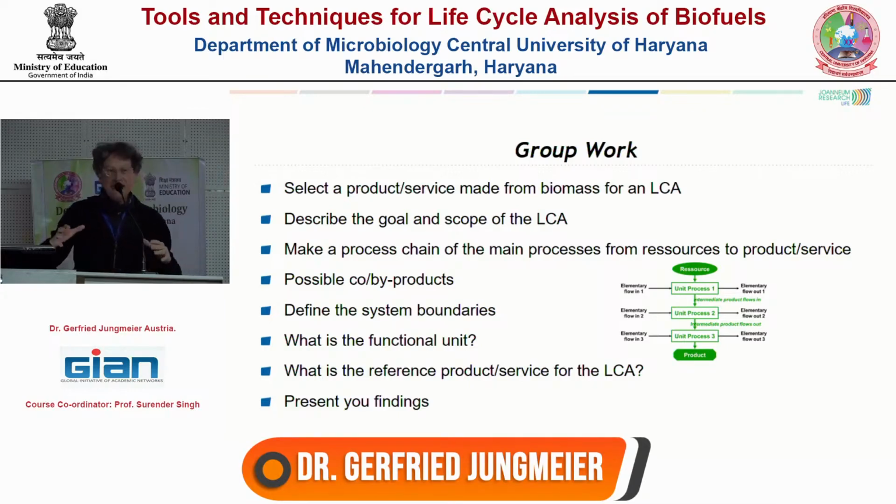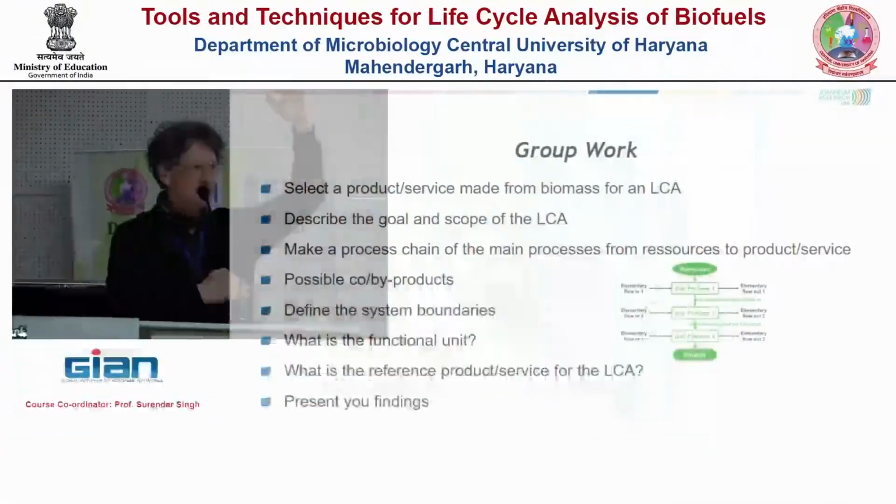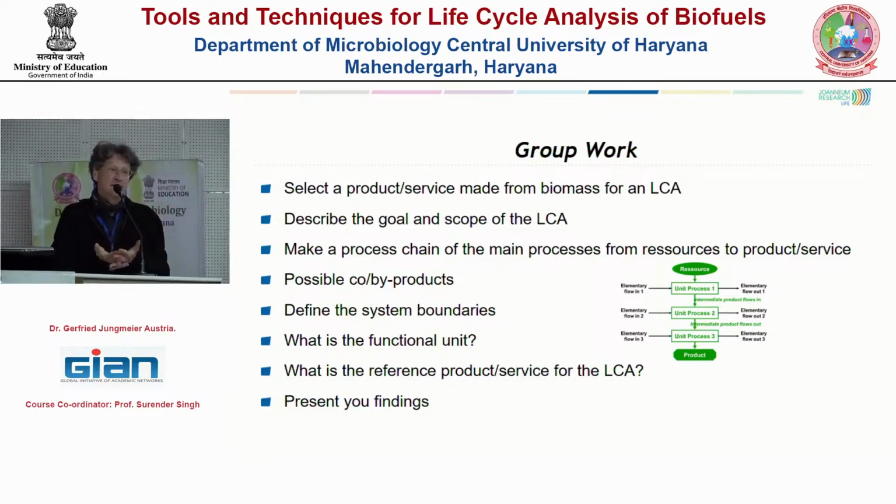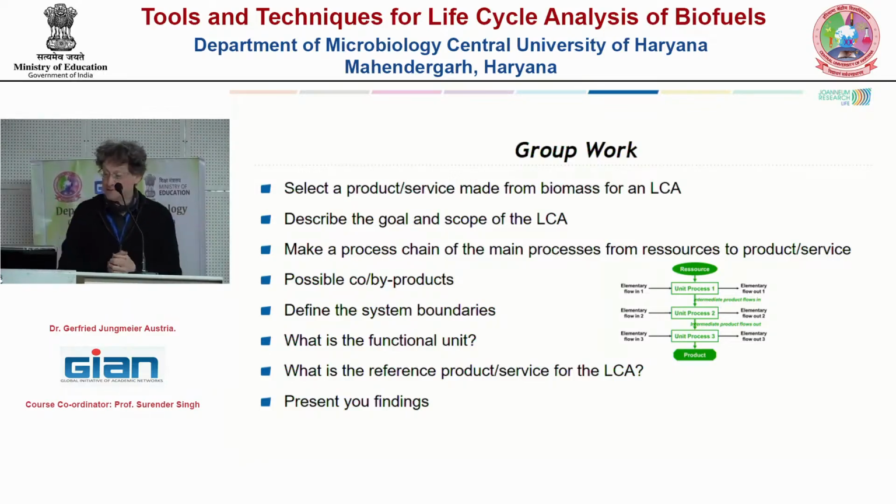The main purpose of this activity is that you learn to make a process chain, starting with the key resource on the top and the product or the service on the bottom, and in between the main unit processes, 4, 5, 6, not more. Like you have seen already in the lecture, and you will also see today, and see what are the key flows. The idea is that you select a product or service made from biomass. Of course, biofuel is one possibility. And then just say a few words.